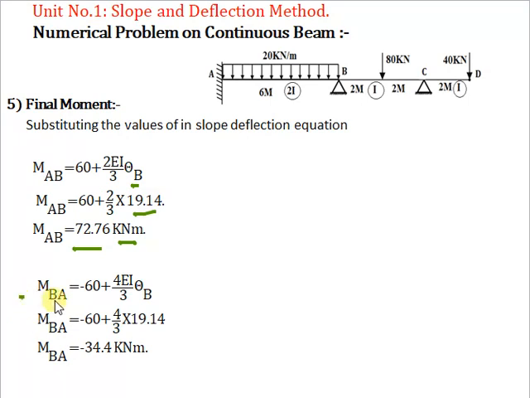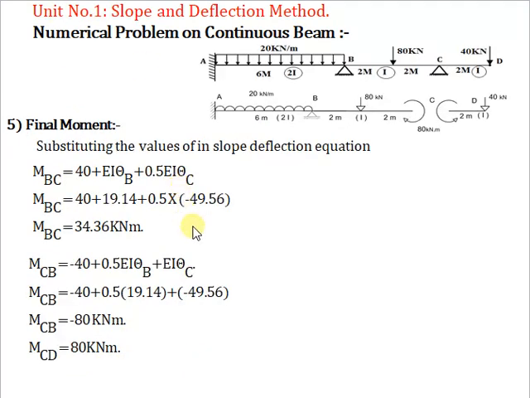Then the second equation, MBA is equal to minus 60 plus 4 EI by 3 theta B, and by putting EI theta B, MBA is equal to minus 60 plus 4 by 3 into 19.14. So we have MBA equal to minus 34.4 kilonewton meter. Then MBC is equal to 40 plus EI theta B plus 0.5 EI theta C. So MBC is equal to 40 plus 19.14 plus 0.5 into minus 49.56. So we have MBC equal to 34.36 kilonewton meter.